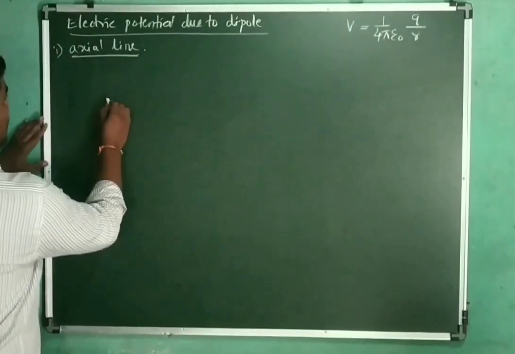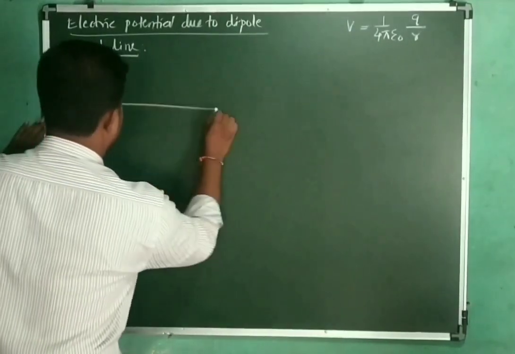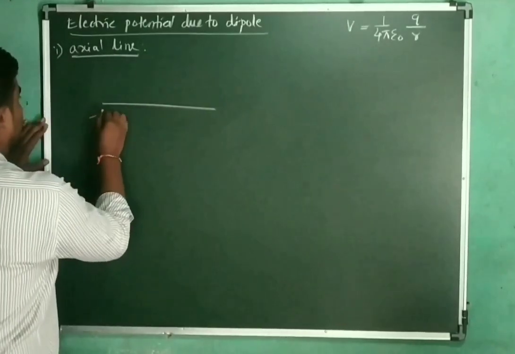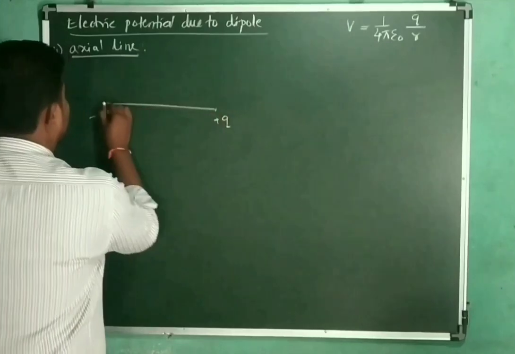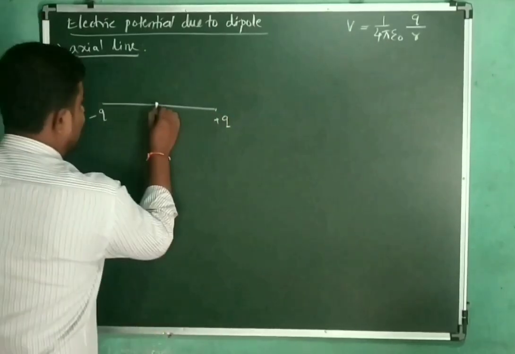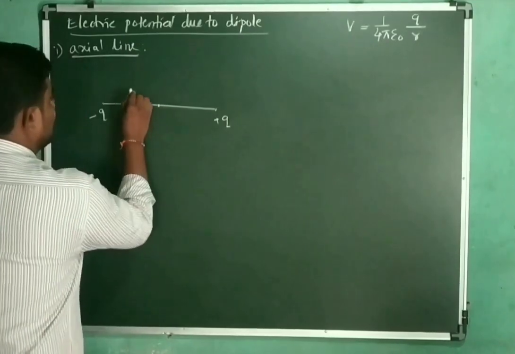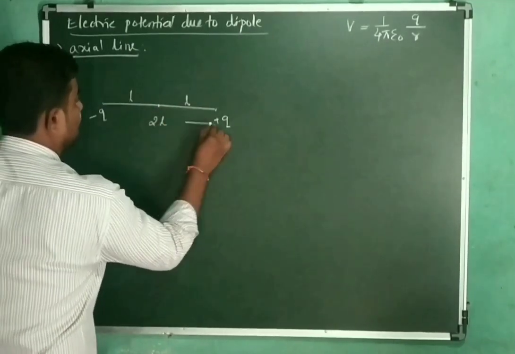So consider one dipole like this. This is minus Q and this is plus Q. The direction of the electric dipole moment is from negative to positive, and this is the center of the dipole. This distance is L, this distance is L, and the total distance is 2L.